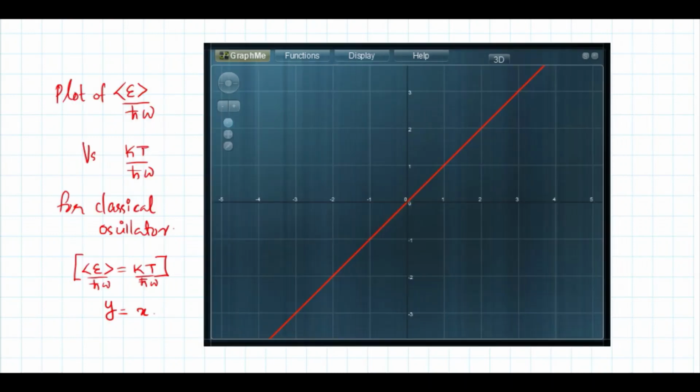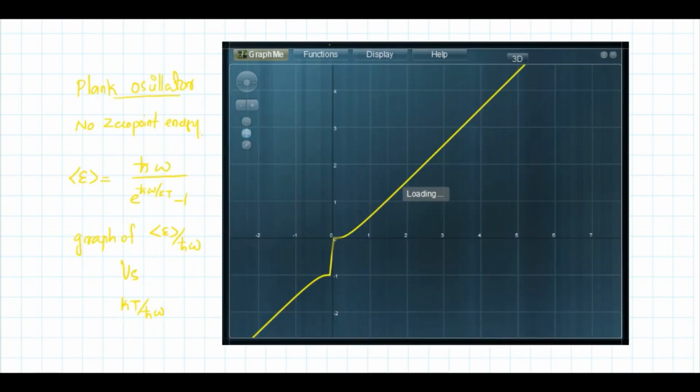Now we will consider the classical oscillator. For classical oscillator, the energy per particle or energy per oscillator is kT. So energy per oscillator by h cut omega is equal to kT by h cut omega. So if your y-axis is energy per particle by h cut omega, and on the x-axis kT by h cut omega, this is like y equal to x. So you will get a straight line passing through origin. As temperature increases, energy per oscillator will also increase linearly.